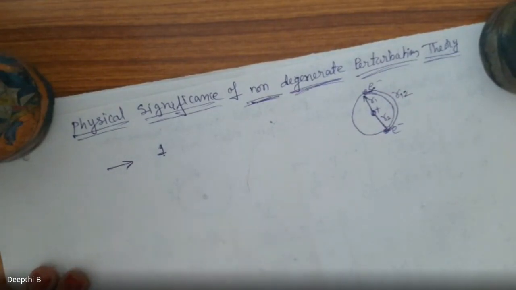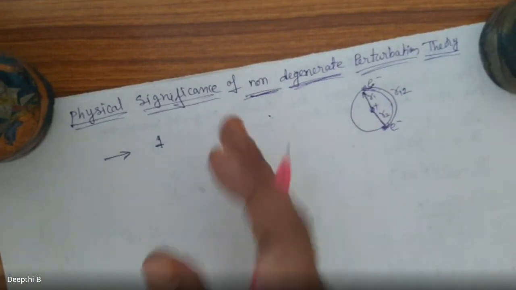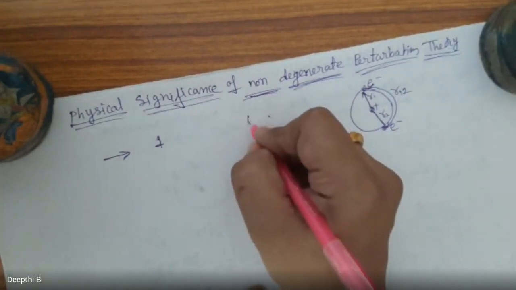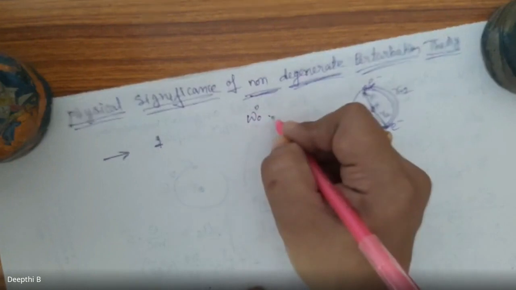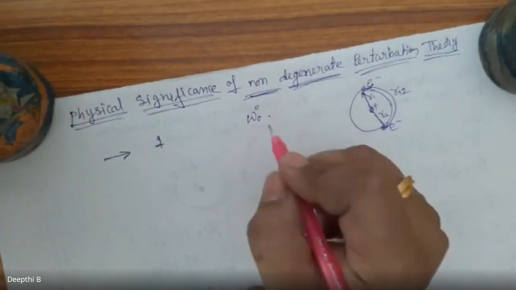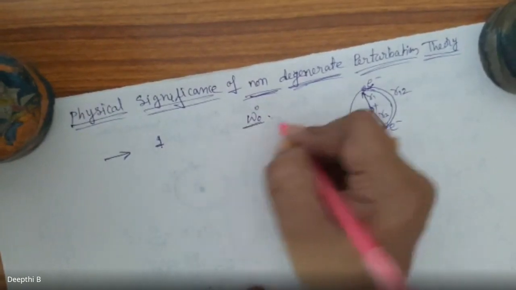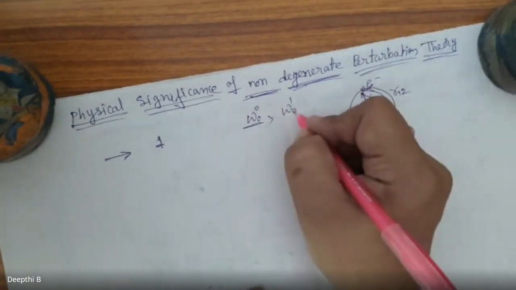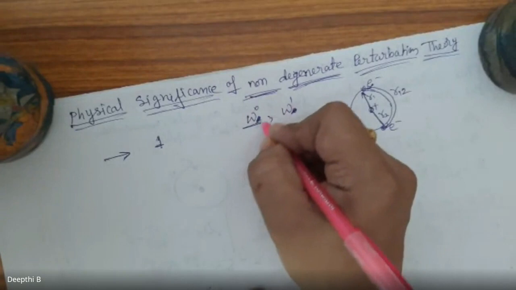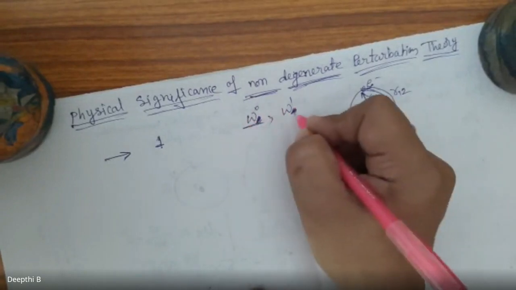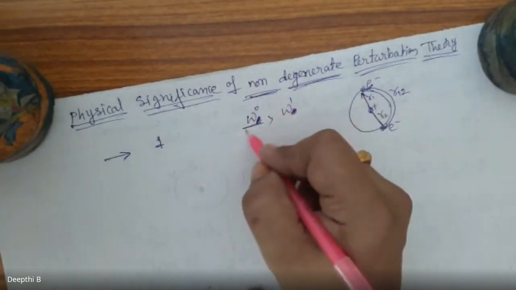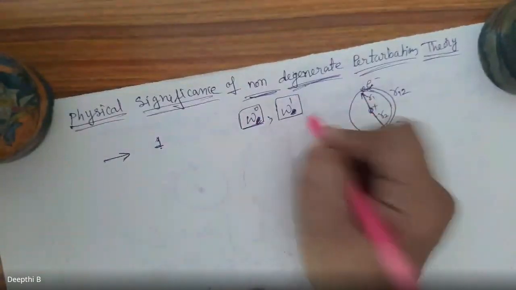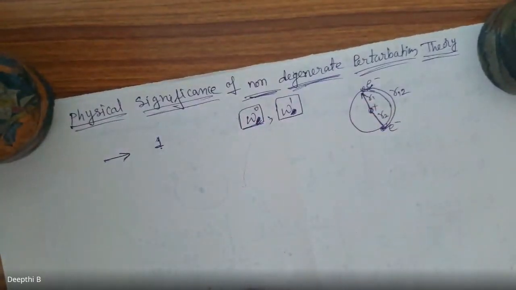Then what we have to calculate: the unperturbed energy, which is denoted by W naught, and the perturbed energy, which is denoted by W prime. Okay, so these two energies we have to calculate in this topic, students.